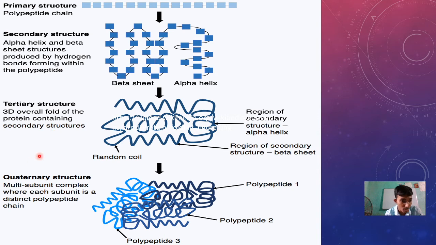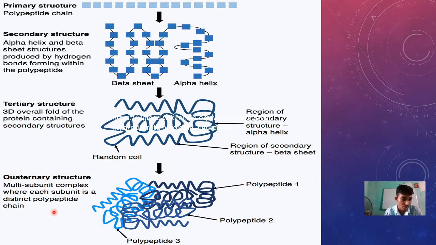In the case of quaternary structure, you can see different types of polypeptide chains are present that are also designated as subunits. Here you can see the multi-subunit complex where each subunit is a distinct polypeptide chain. You can see polypeptide 1, polypeptide 2, and polypeptide 3. They also make the quaternary structure. Unlike the tertiary structure, here they are all joined together by non-covalent forces, like hydrogen bonds and electrostatic interactions, but rarely a covalent disulfide bond is present.